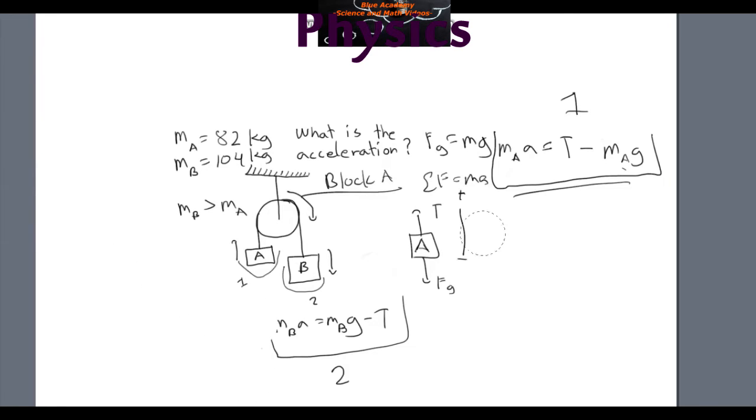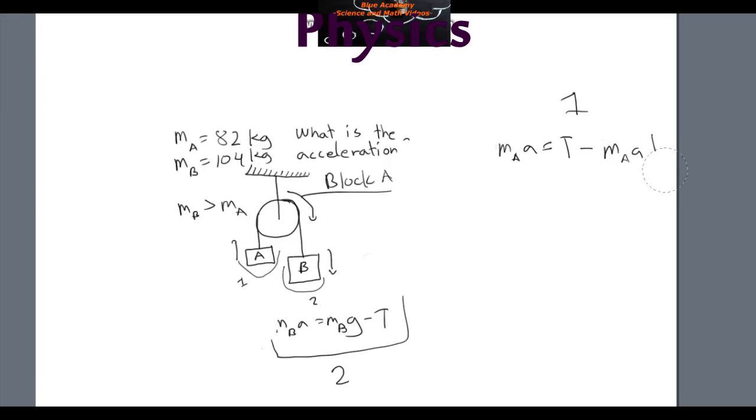We don't need this. I'm going to write it over here so that we have more space. So we're going to add this to this equation here. So m_b a equals m_b g minus T.